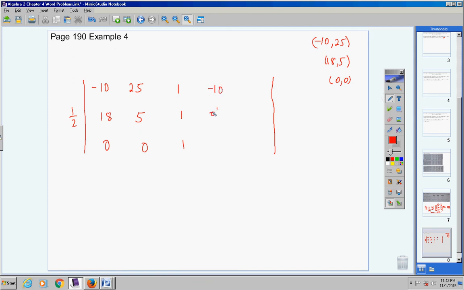-10, 18, and 0, and then 25, 5, and 0. And let's see what happens. Here we go. 0 times 5 times 1, that's 0. 0 times 1 times 10, that's 0. 1 times 18 times 25. Right here, 1 times 18 times 25. You get 450, so I'm going to put a -450. Remember, when you multiply up, you change the signs. Now we're going to multiply down. We'll get a -50. And then a 0 and a 0.